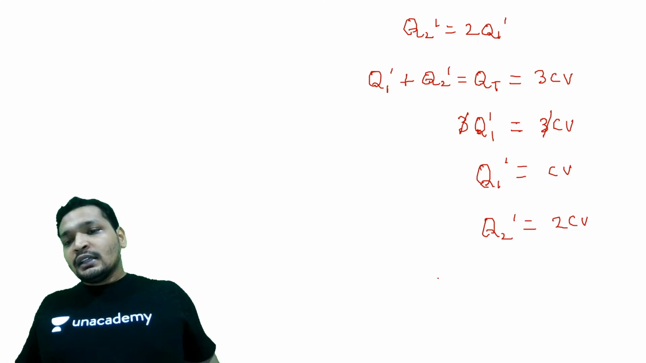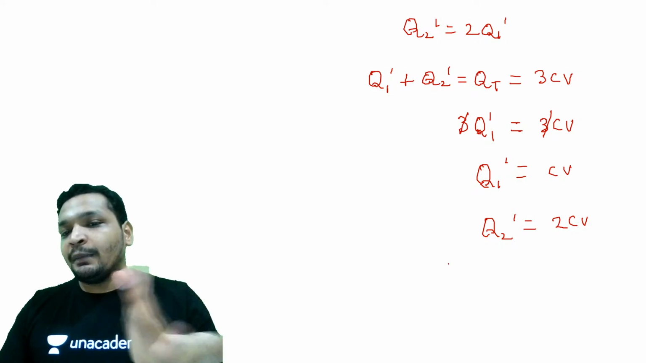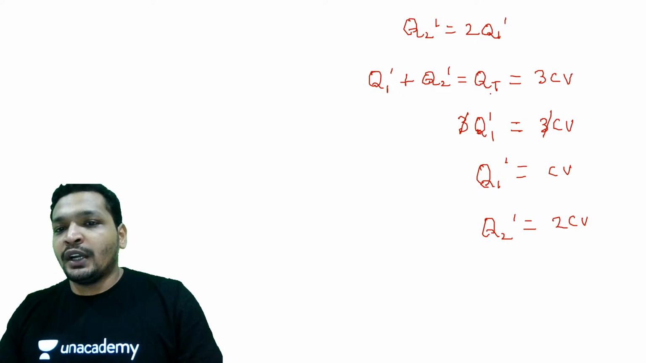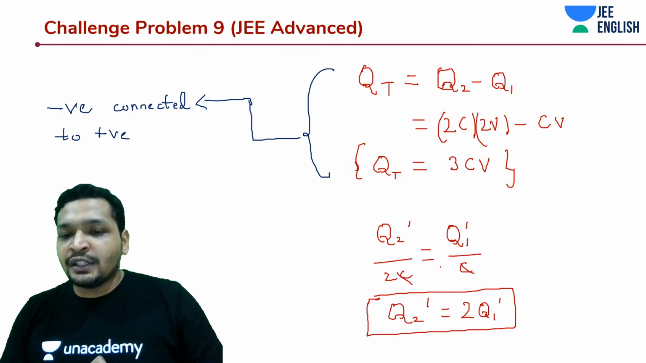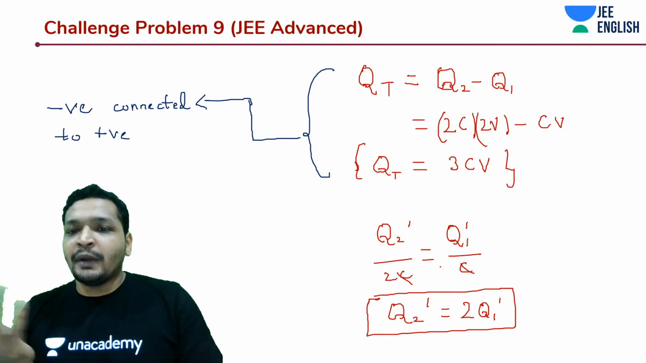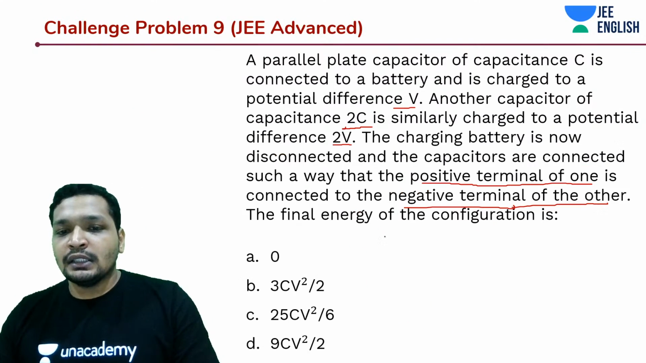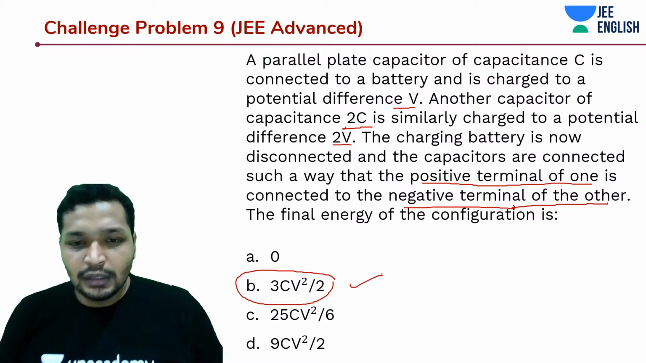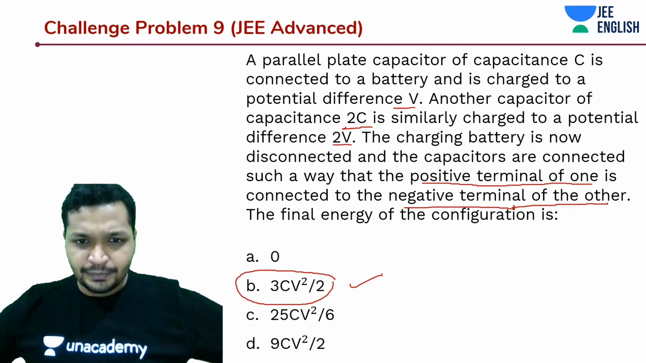Now just add the charges and find the effective capacitance, and you will get the answer. That's it. Because Q2 dash was nothing but 2Q1 dash, with the same potential across them. How much is the potential across them? You can do either Q square by 2C, or you can use the other one as well, of CV square. You'll get it as 3CV square by 2. Keep it as V, and just find the potential across them.